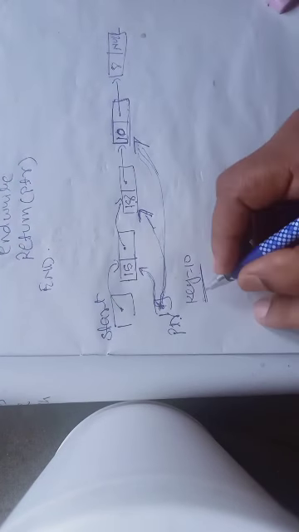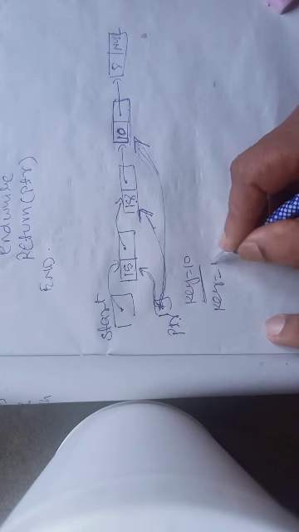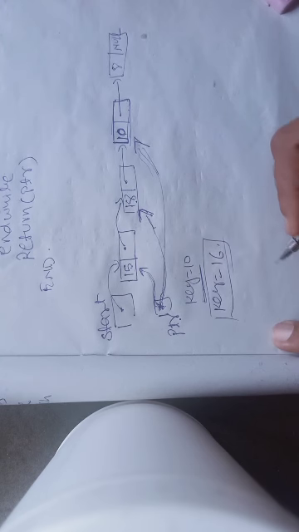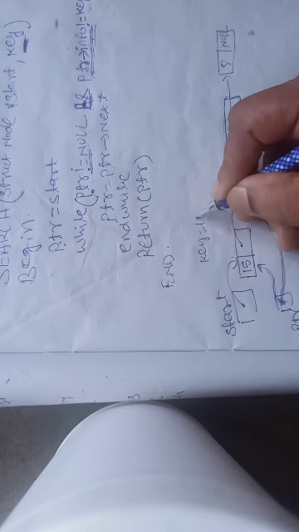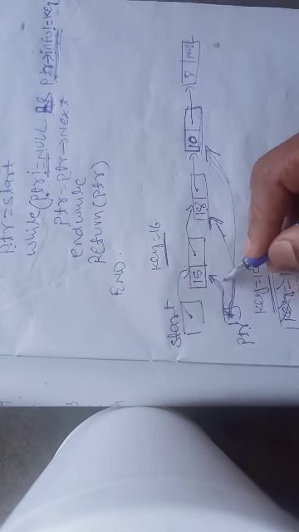Now let us search one more data. Let us assume that in the second case my key value is, let's say, 16. This is the data I need to search. If I conduct this search by applying the same algorithm, what happens? Initially PTR equal to start, so PTR becomes start, and my variable PTR will point to the first node.